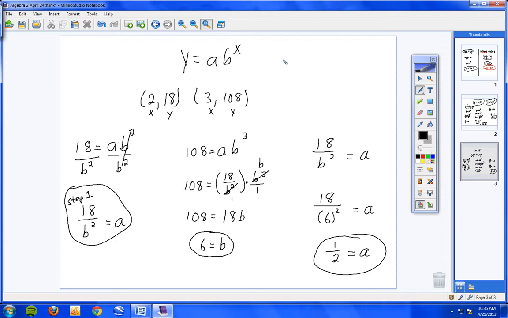So step 5 says write your model. So here's your model. Y equals, where the a is, I'm going to put 1/2. And then parentheses for b, I put a 6, and then to the x power. There you go. You found an exponential model, contain your excitement, that is a representation of an exponential graph going through these 2 points right here. All right, pretty cool stuff.